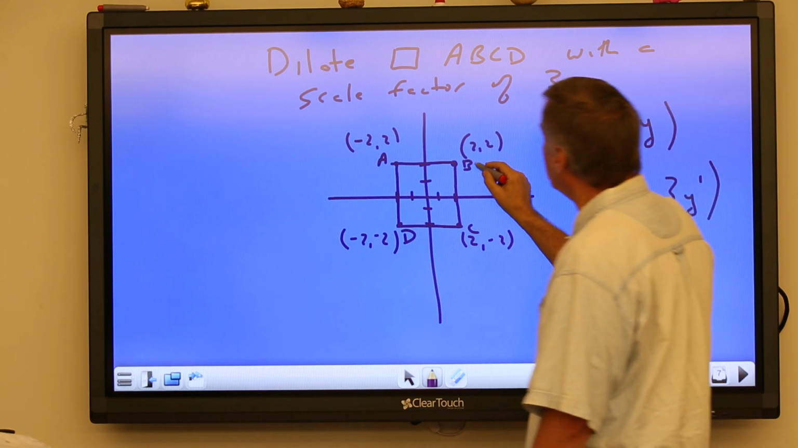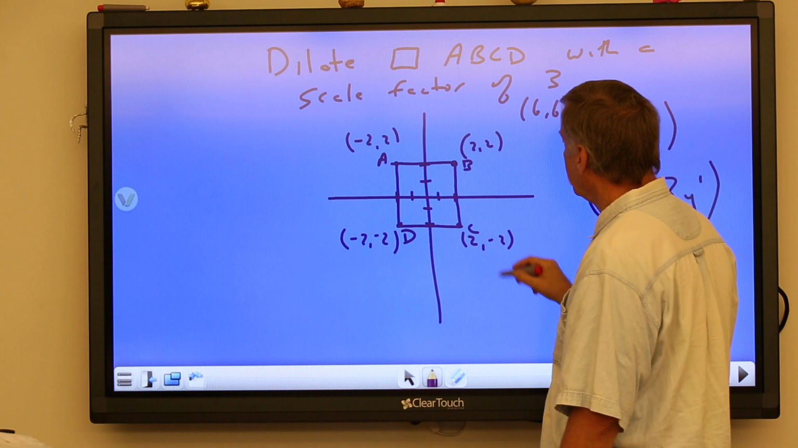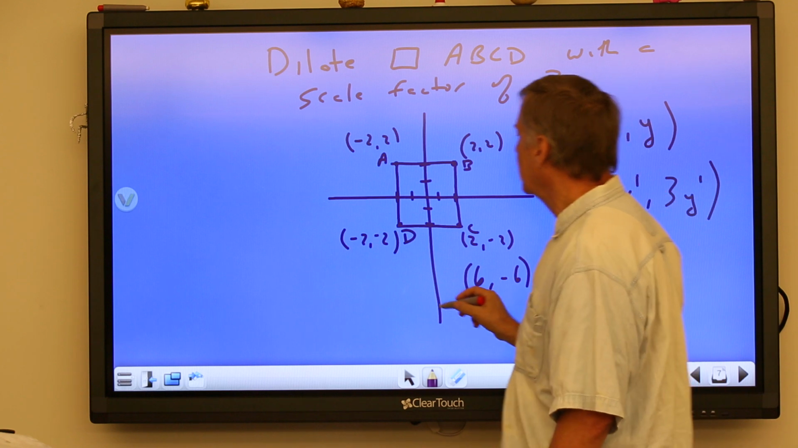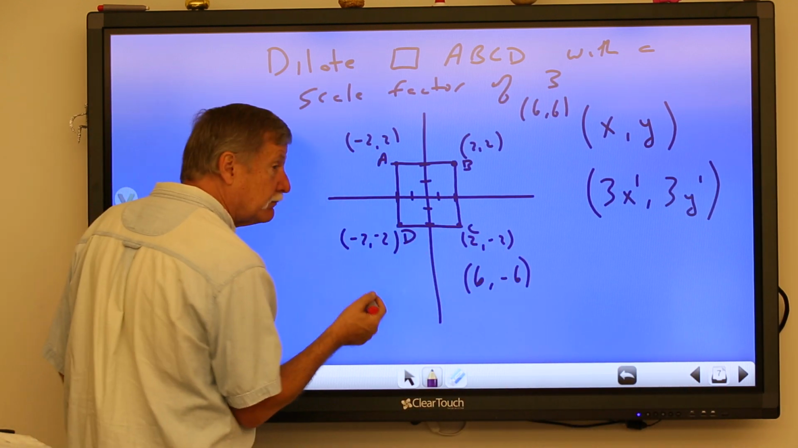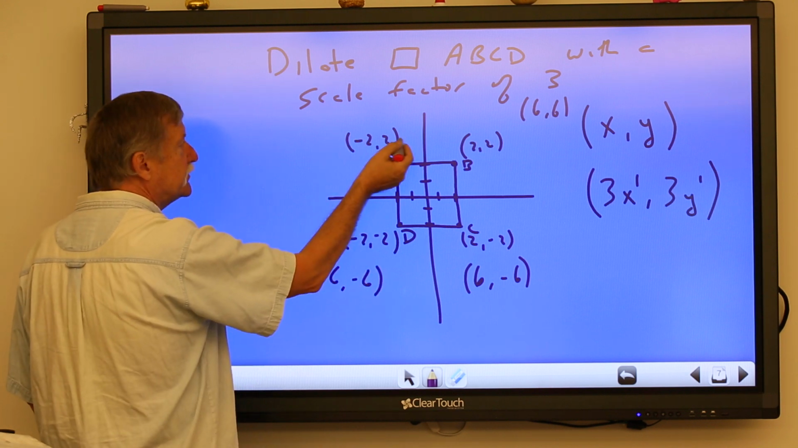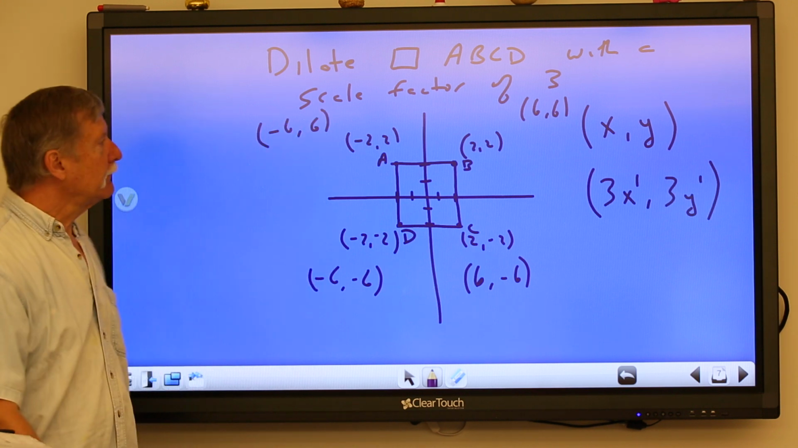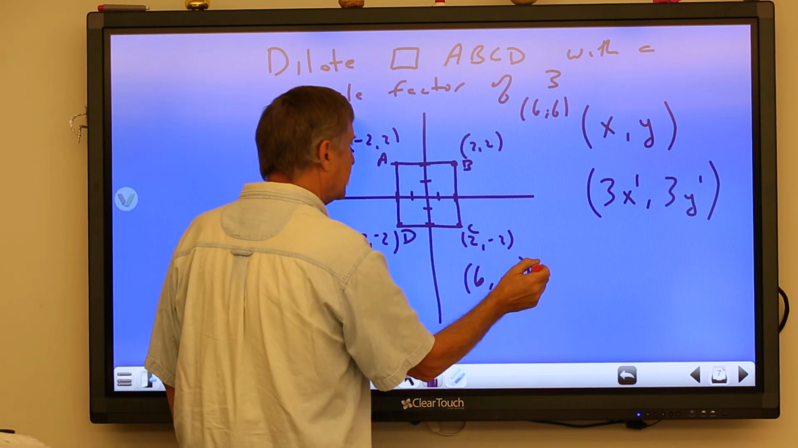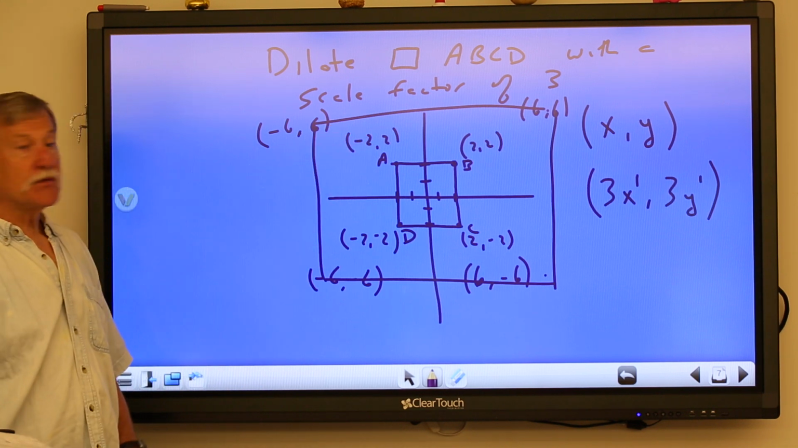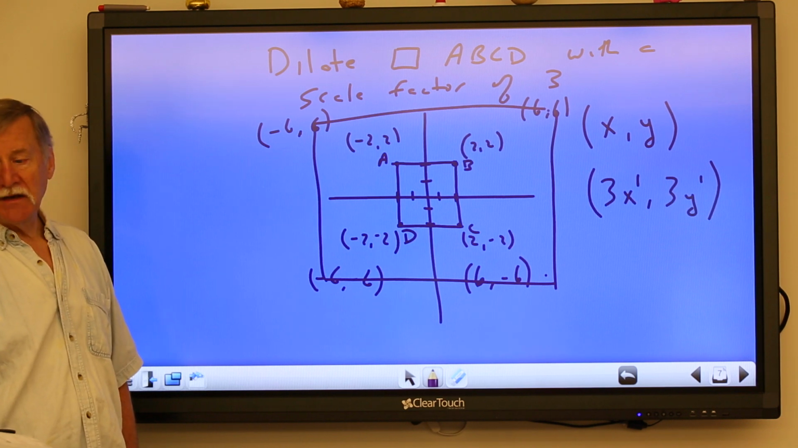So in other words, B prime here, which is now (2, 2), is going to be out here at (6, 6). C prime, which is at (2, -2), is going to be (6, -6). D, which is at (-2, -2), multiplied by 3, is now going to be at (-6, -6). And A at (-2, 2), multiplied by 3, gives (-6, 6) as the new points. And I'm going to put those points on there. And basically what I see is a dilated square, just by multiplying each of those numbers by the scale factor.